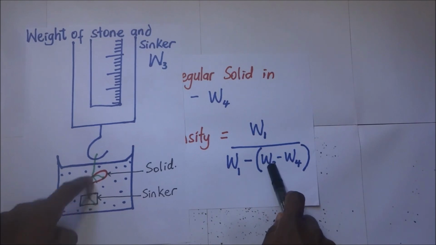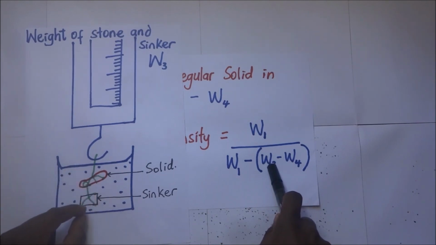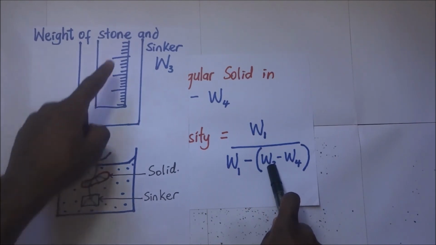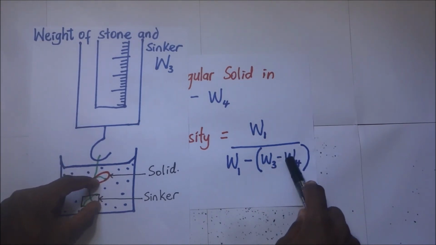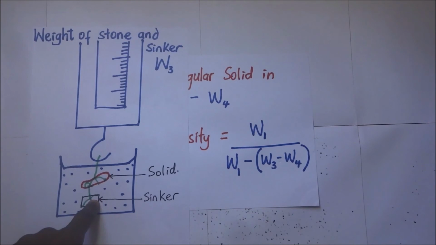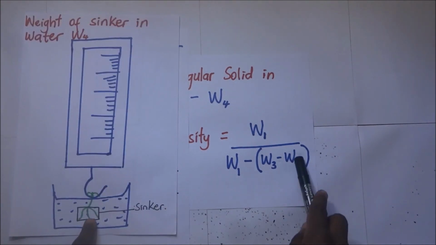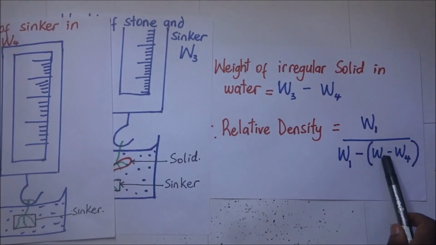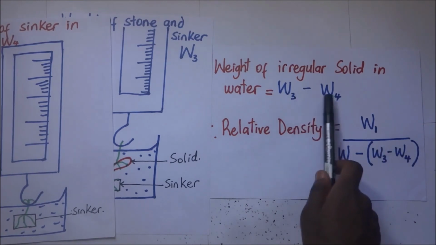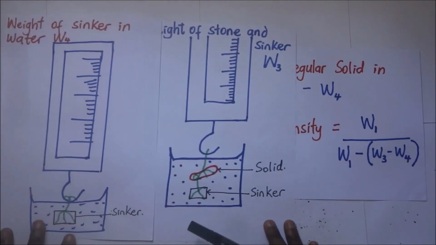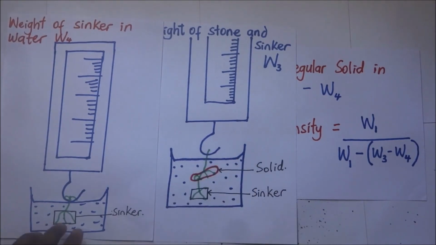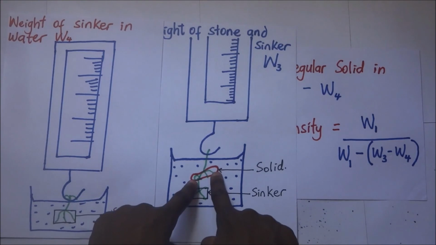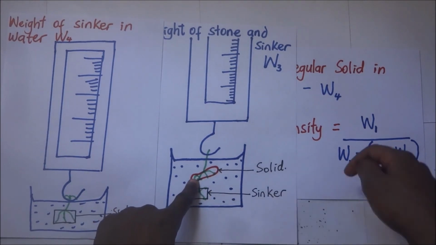we're supposed to first get the weight of this combination, which is W3, the weight of the solid and the sinker when they're in water, minus the weight when the sinker is in water alone, which is W4. That is the essence of this W3 minus W4. We are trying to get the total weight of these two minus the weight of the sinker, so that we're able to get the weight of the solid when it is immersed in liquid.